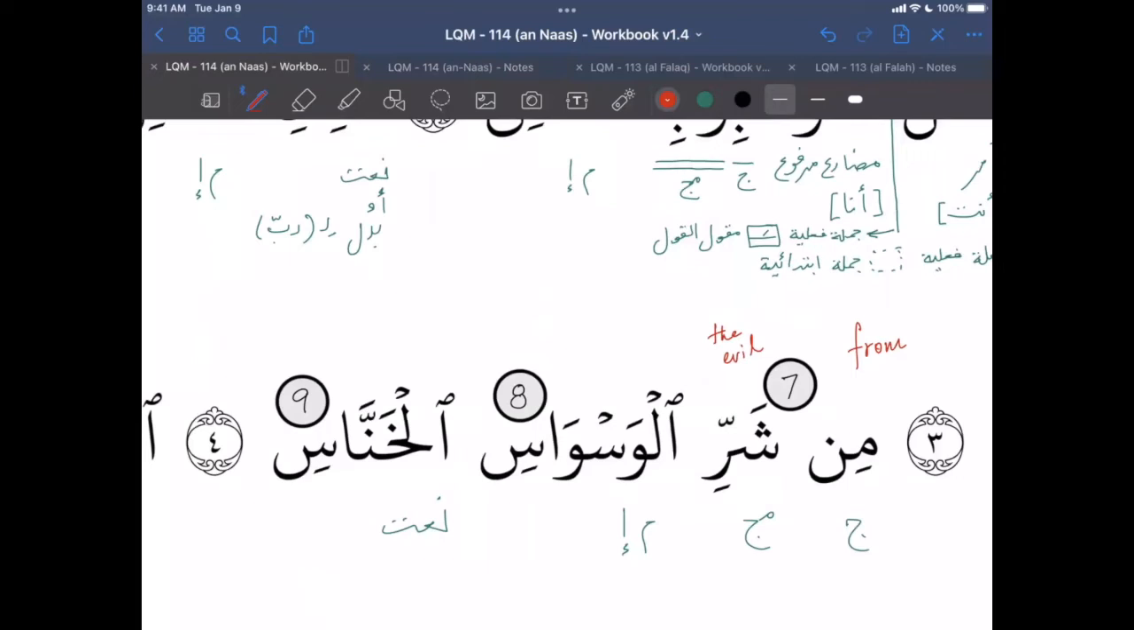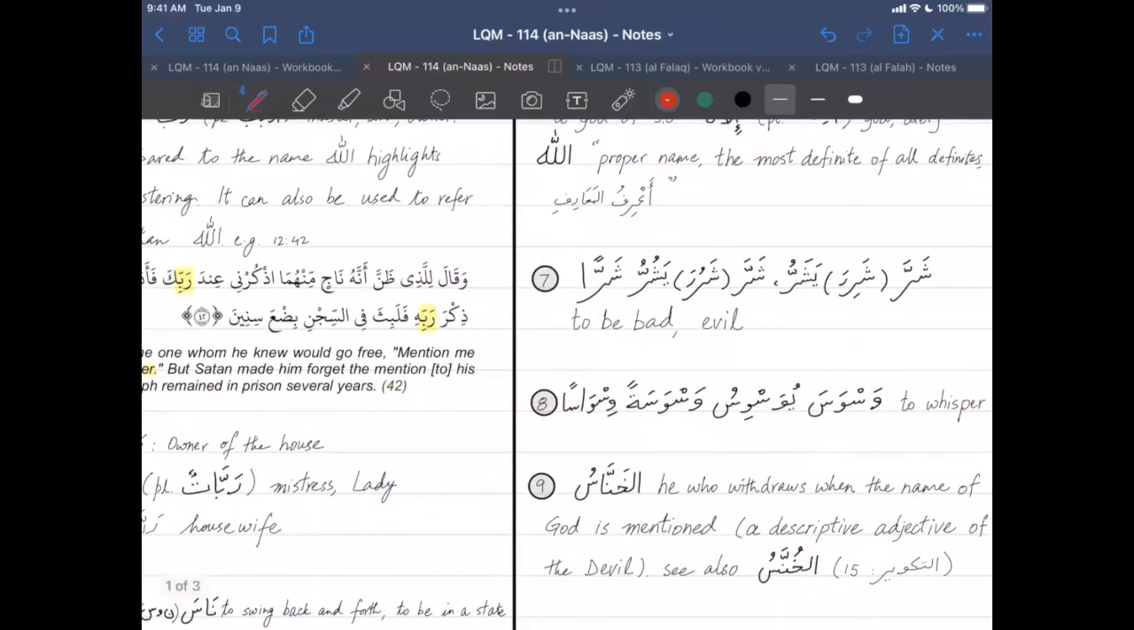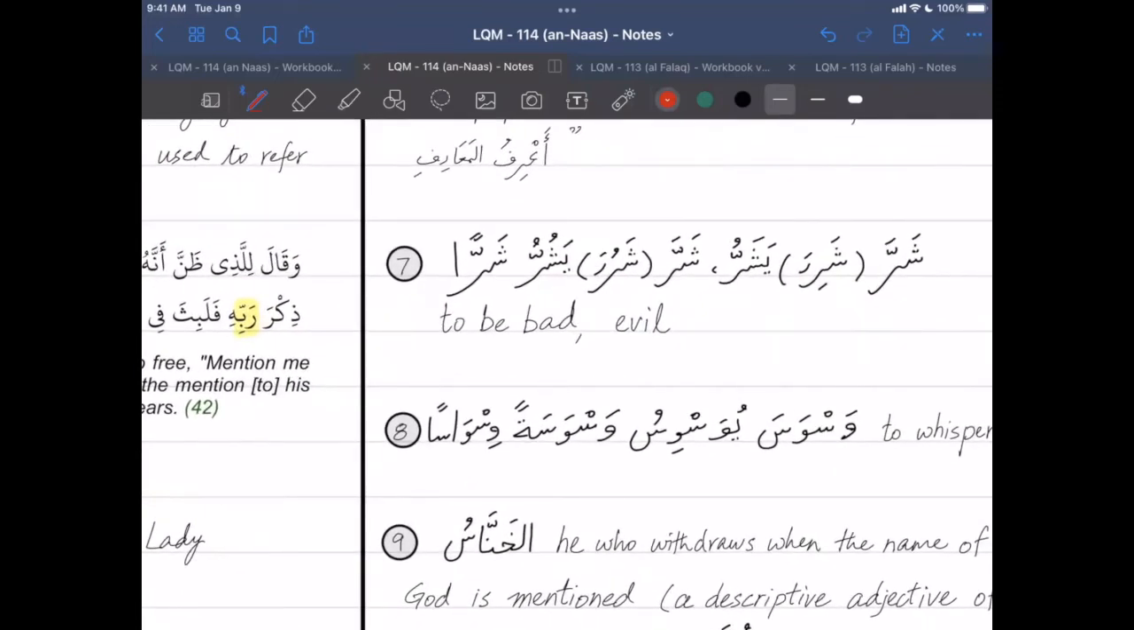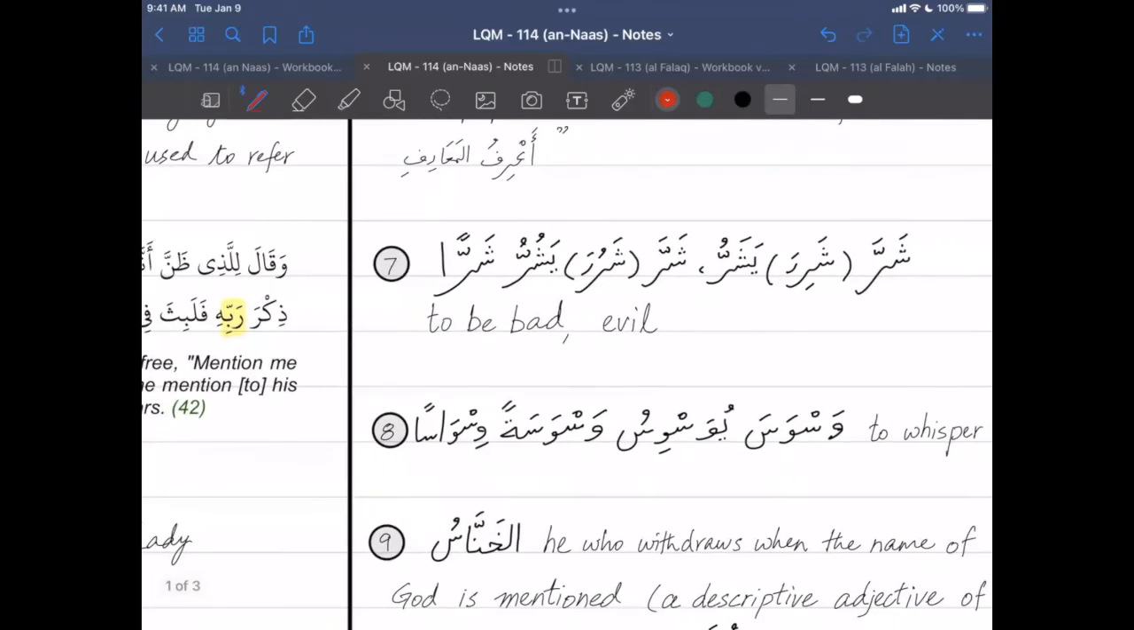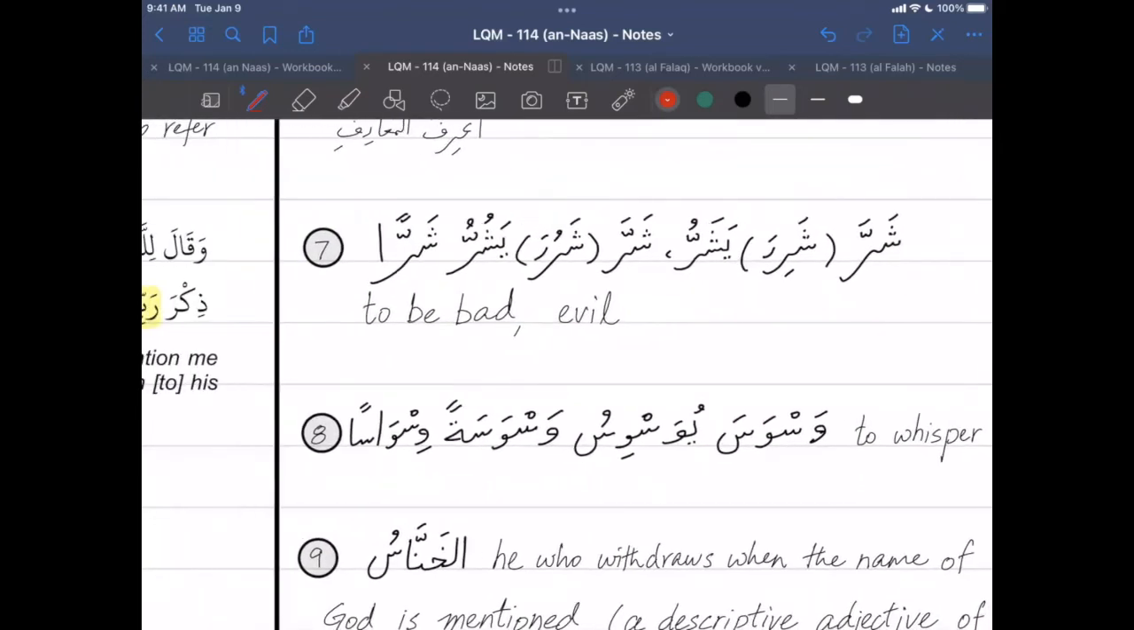al-waswas. Okay, so let's look at that word. Al-waswas, waswasa yuwaswisu, waswasatan or viswasan. This is a rubai mujarrad verb, rubai mujarrad fi'l. Waswasa has four letters, four original root letters: waw, seen, waw, seen. Waswasa, yuwaswisu, waswasatan, viswasan, meaning to whisper.